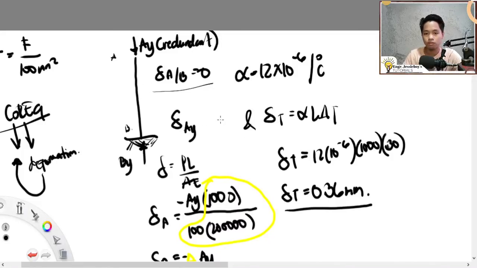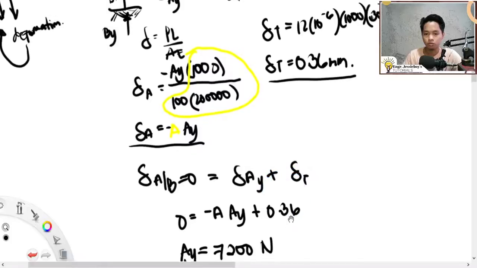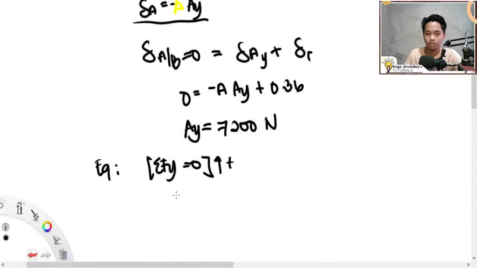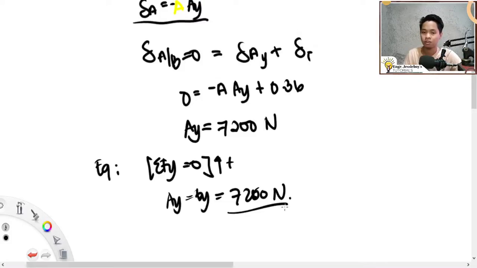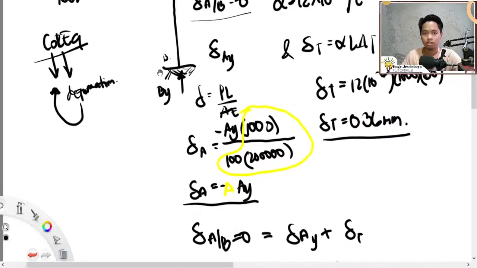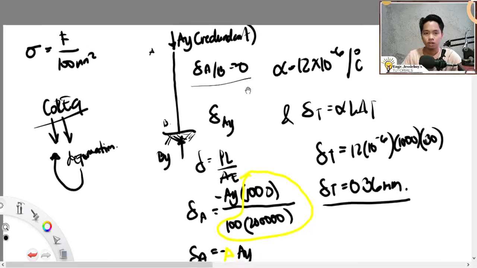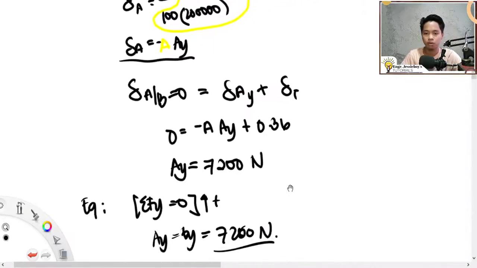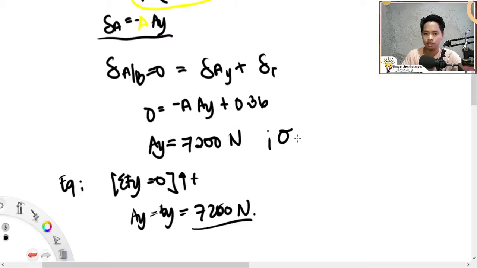So the summation of forces in Y, we can observe that AY is equal to BY, and that should also be equal to 7,200 Newton. So they are equal using your statics. Since our problem now is to find the normal stress, the normal stress of the bar is simply equal to the force divided by the area, which is 100 square mm.